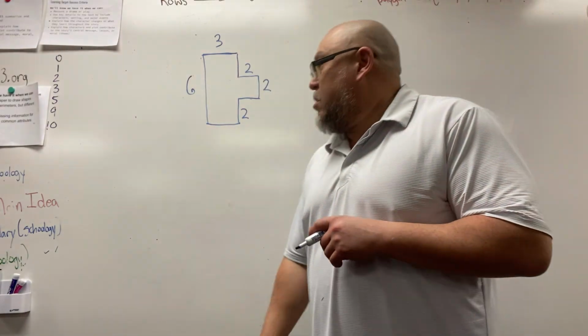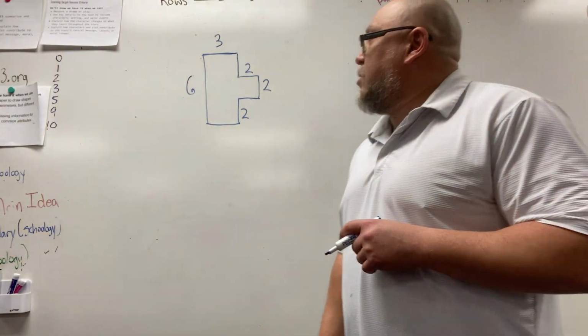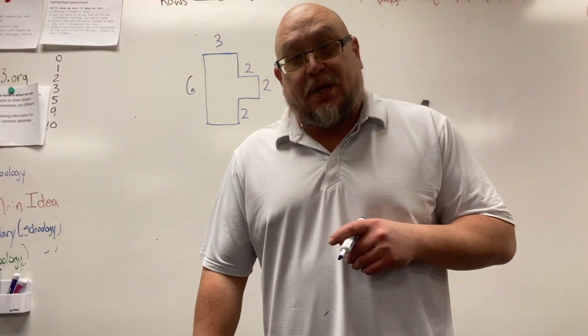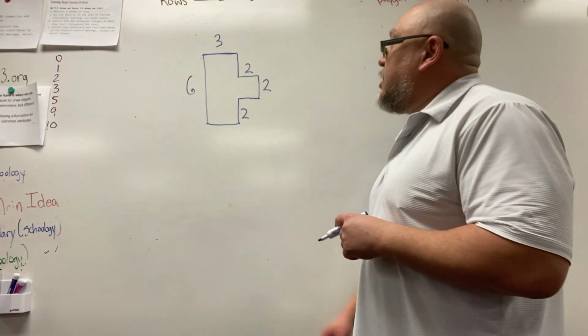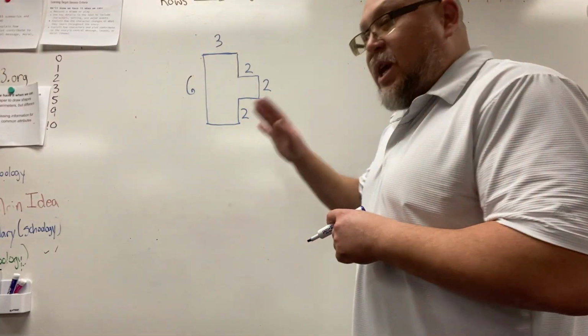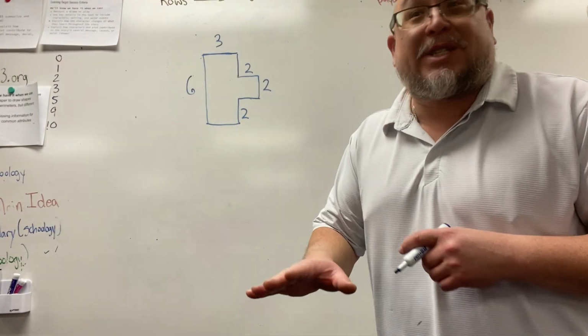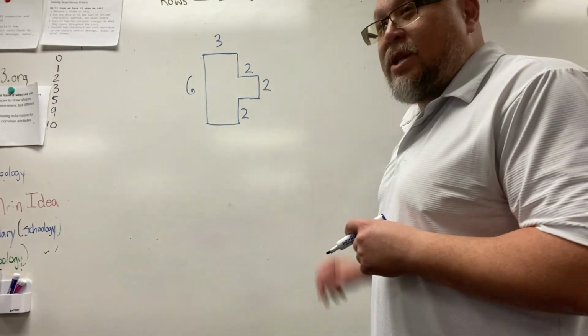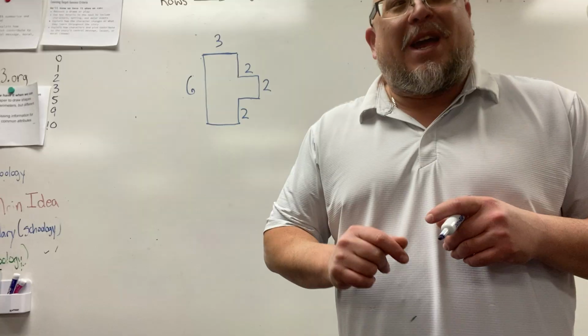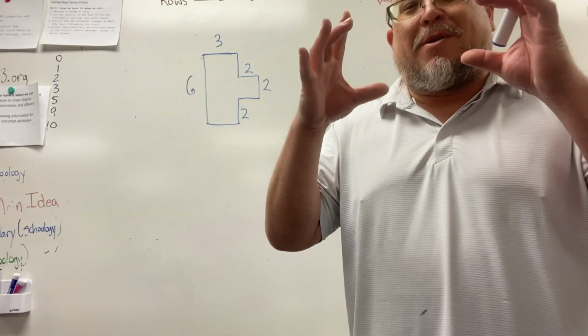Okay, today we're going to show how to do area with irregular shapes. What that means is it's a shape that's not just a square or a rectangle. Now, we have steps for this, and we're going to follow the steps. So I'll show you how to do this one, and then I'm going to give you guys a problem to do at home. And then you're going to have to bring that home on a slip of paper.